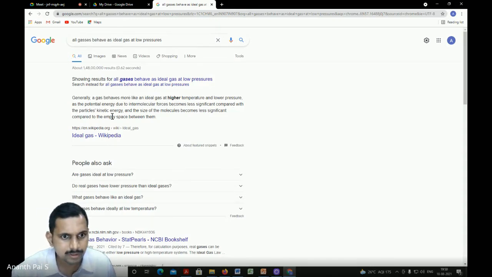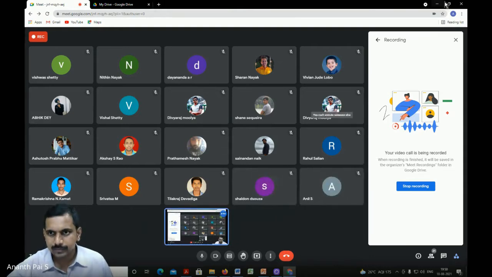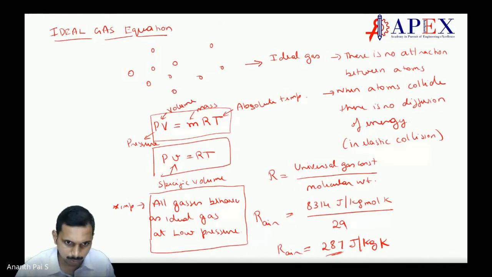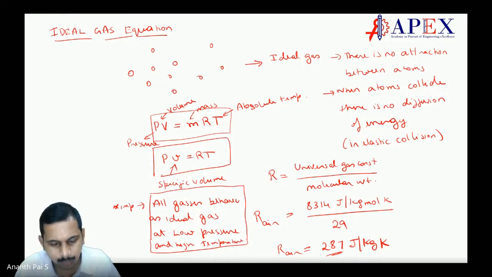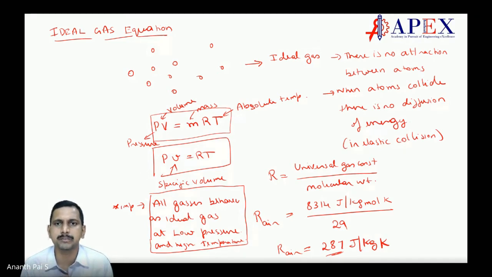Fine. So why is that? Because the intermolecular forces become much less significant compared to the particles' kinetic energy. Very important. So high temperature, low pressure. But generally, if you take low pressure, it is enough. Low pressure, because the number of collisions becomes less. When you consider low pressures, the number of collisions becomes less, and the kinetic energy becomes very important. That's a good thing.